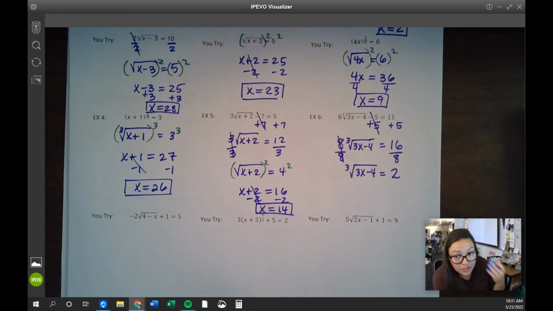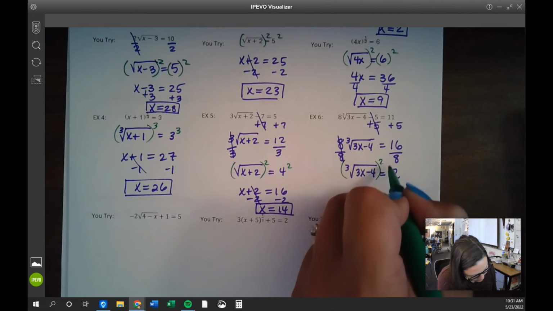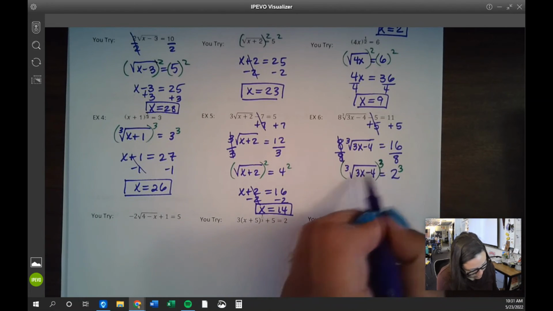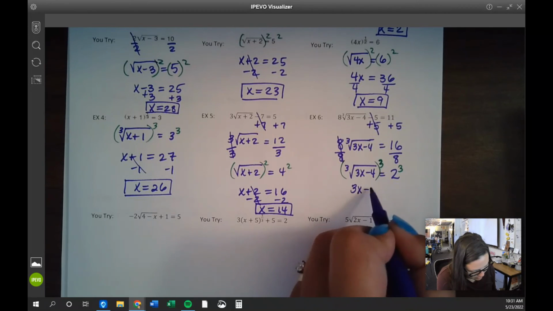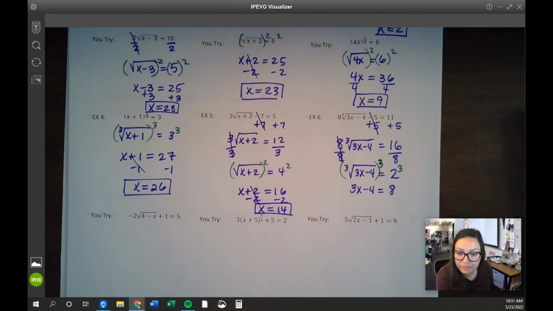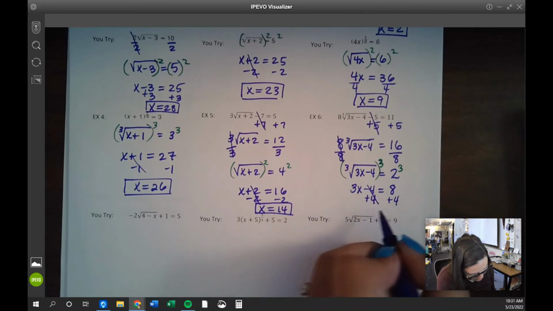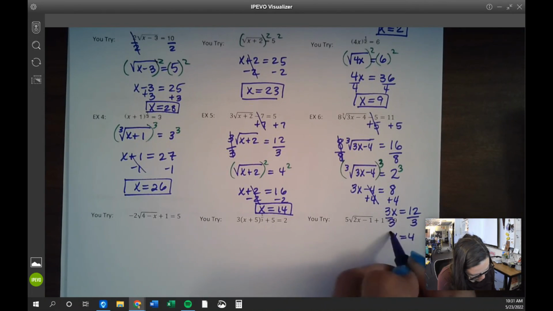Okay, now I need to undo the cube root. And to undo the cube root, I am going to cube both sides. If I undo the cube root by cubing, that just leaves me with 3x minus 4. 2 cubed is 2 times 2 times 2, which is 8. Now I'm going to add 4 to both sides. So I have 3x equals 12. And then divide by 3, we get x equals 4.